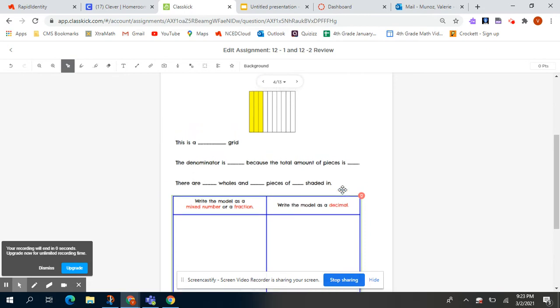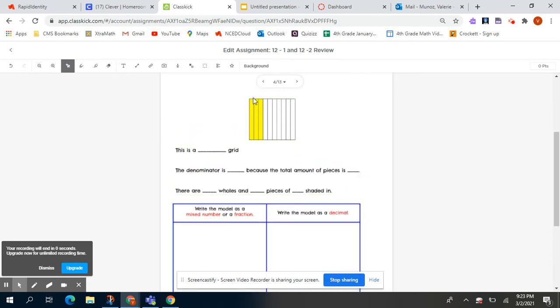Let's get started. Well, I can see right over here that I only have one grid, and I can see that there is 10 total pieces in this grid. So this means, scholars, that this is a tenths grid. Tenths grid.